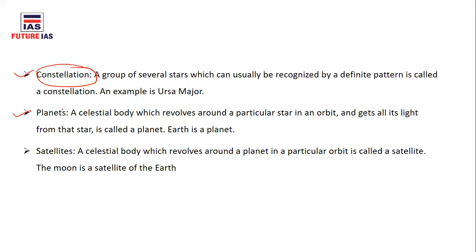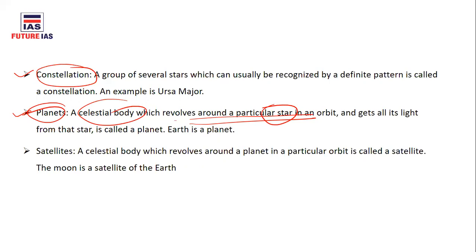Okay, next is called planets. What are planets? Planets are celestial bodies which generally revolve around a star or the central celestial body. And the planets basically receive light and energy from the star itself. So that is called a planet.